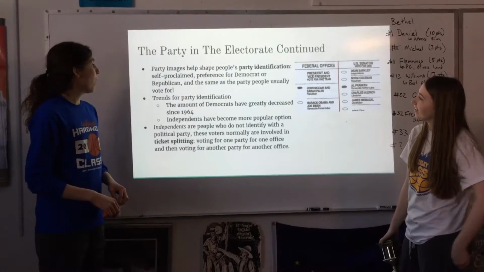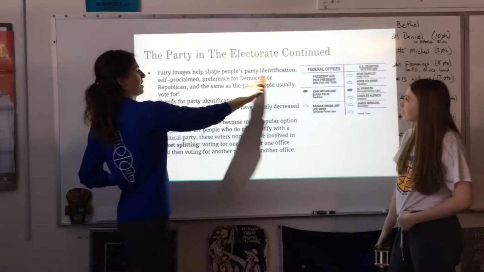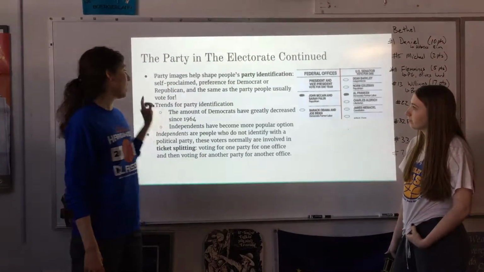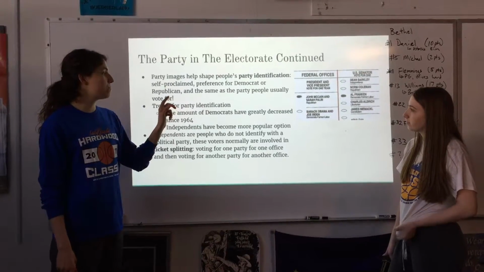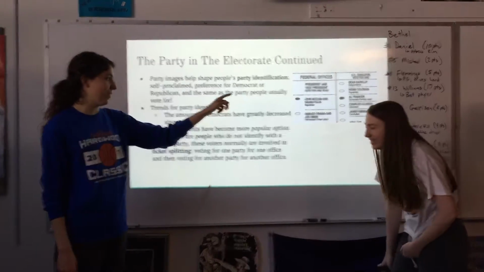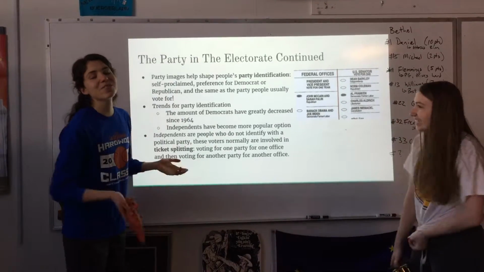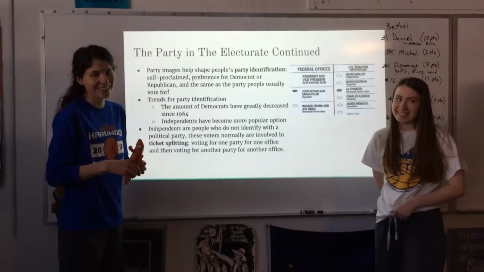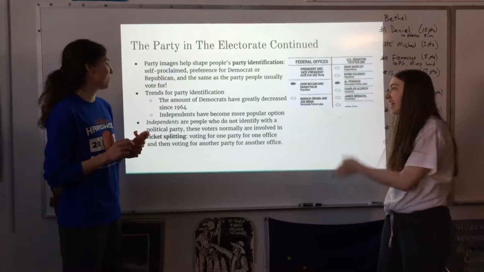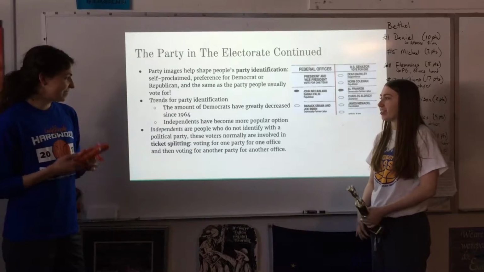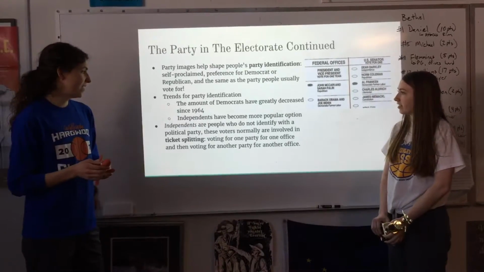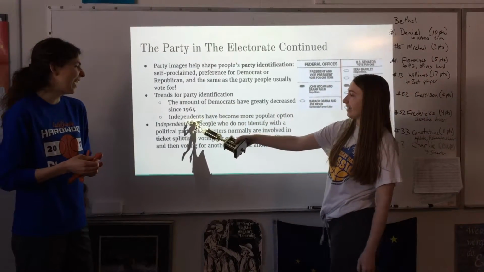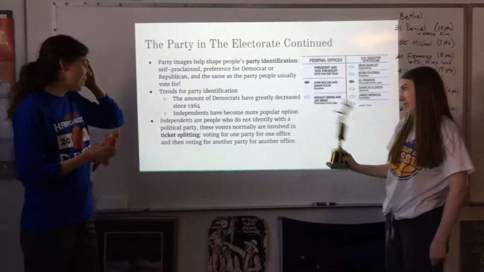Party images help shape people's party identification, its self-proclaimed preference for Democrat or Republican, which is the same as the party people usually vote for. It's the party people usually want for themselves. Okay, trends for party identification. The number of Democrats has greatly decreased since 1964, like their morals. Independents have become a more popular option.